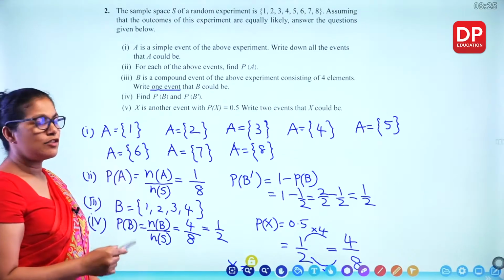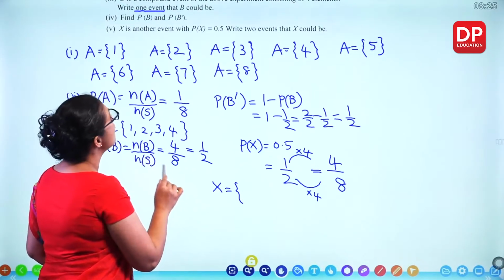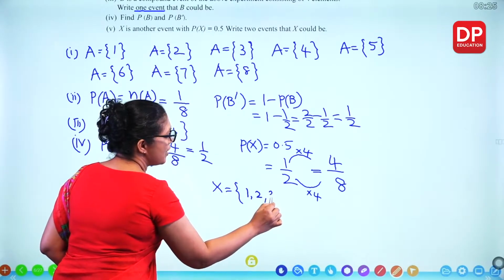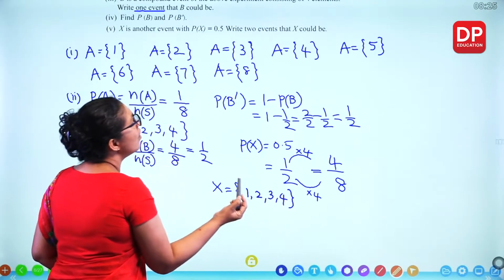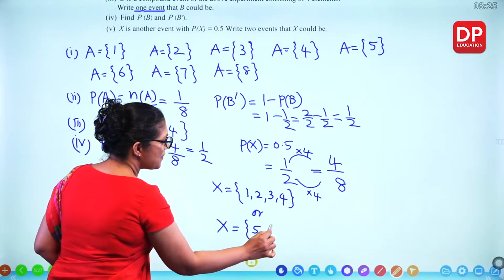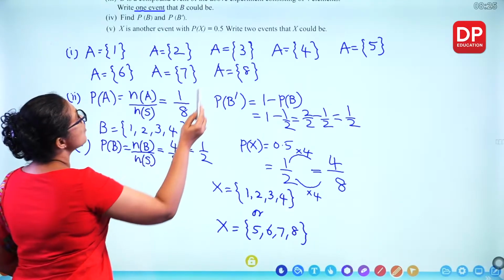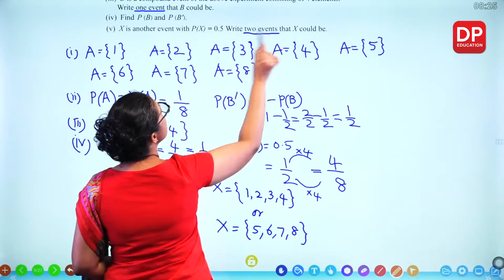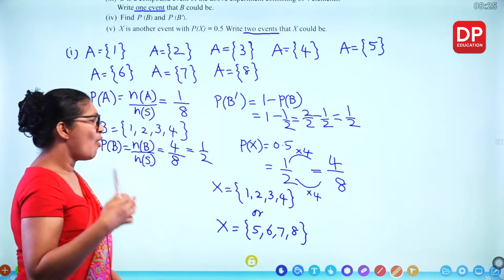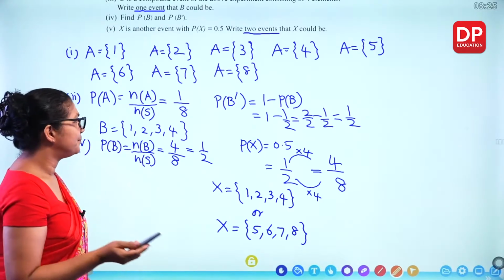1 to 8. So you can write 1 to 8, any 4. So I'll write 1, 2, 3, 4, or another one, 5, 6, 7, 8, any 4 elements. So here it says write 2 events that X could be. So here X can be either 1, 2, 3, 4 or 1, 2, 5, 6. So you can write any 4 elements.